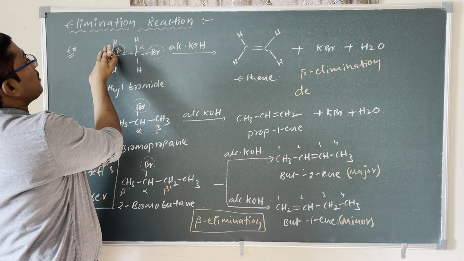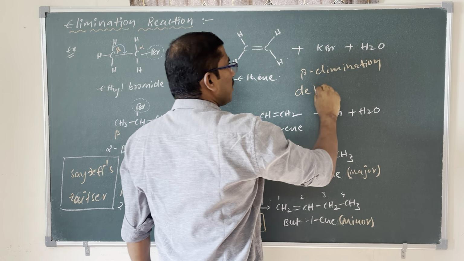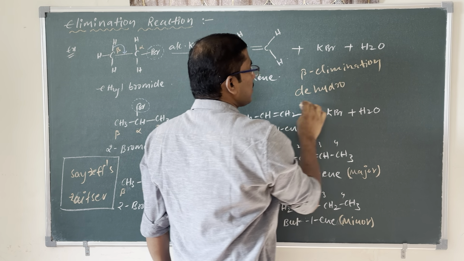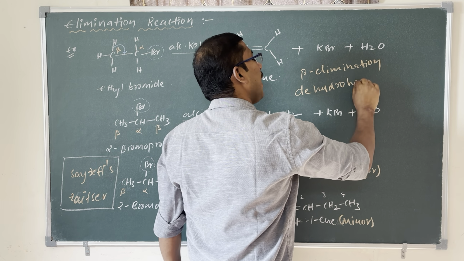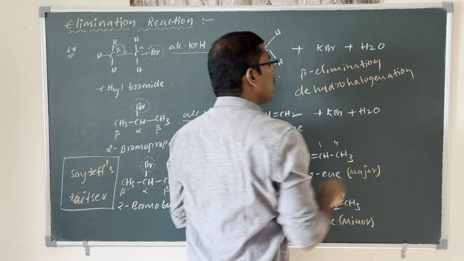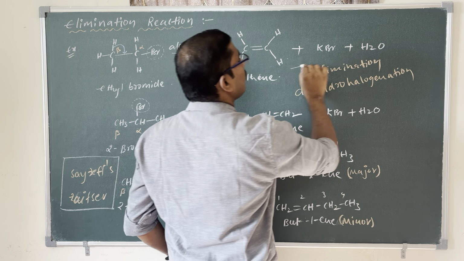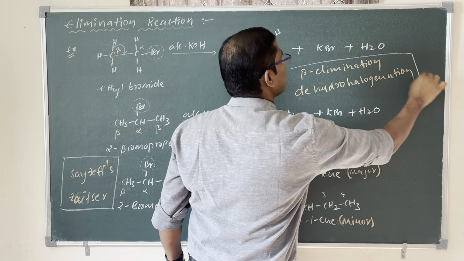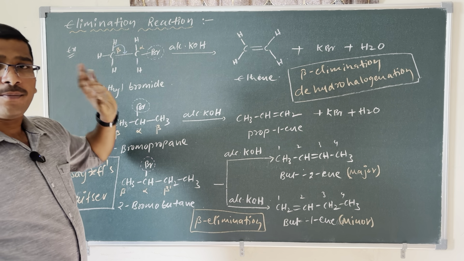What is eliminated? Hydrogen and halogen. So this process is also known as dehydrohalogenation. What is the name of this process? Dehydrohalogenation. Very important, students. So this is the total information about the elimination process.